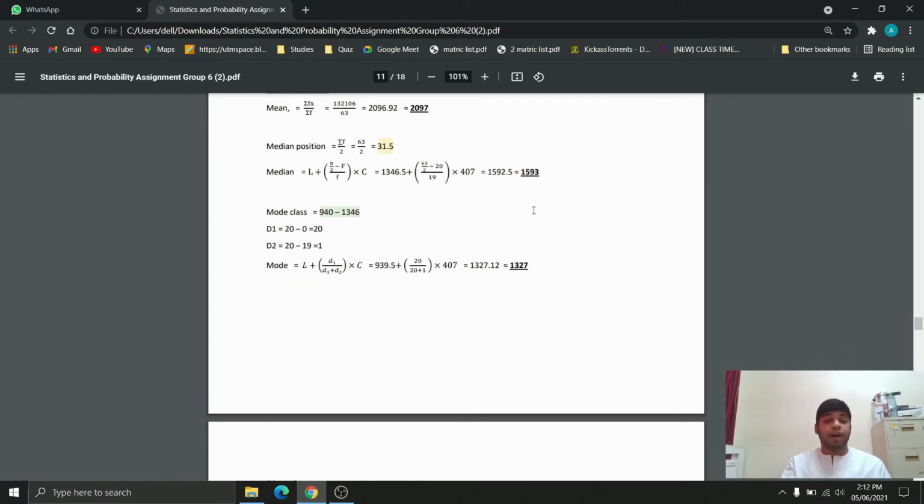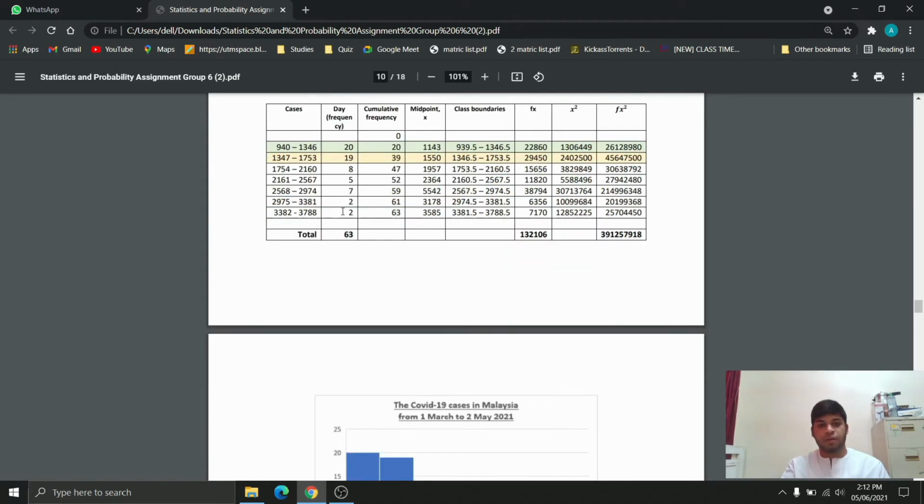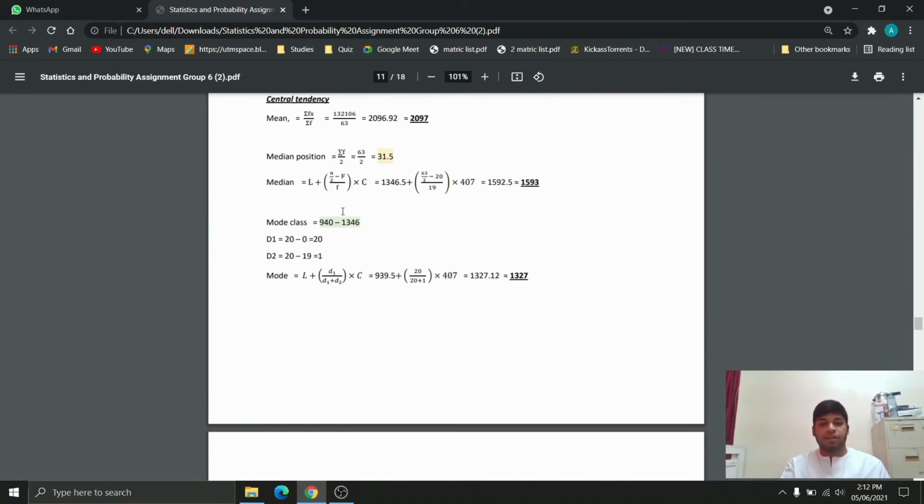After that, we need to find the mode class. For the mode class, first we need to find d1 and d2 basically. So the mode class is 940 to 136. First we need to recognize this one, so this is the mode class basically. The mode class is the highest, so that class belongs to the highest frequency. After that, we need to find d1 and d2.